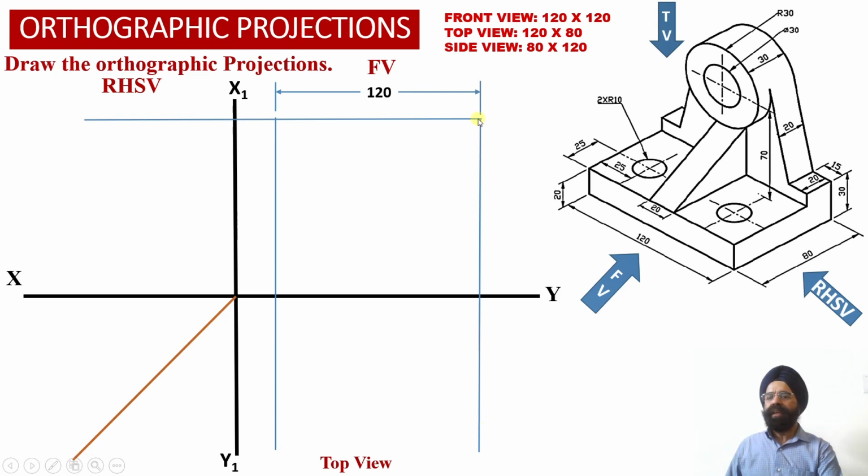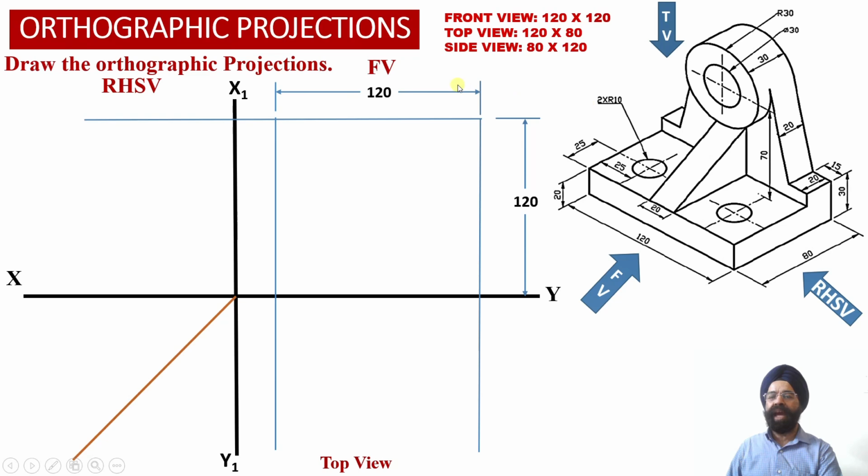Now we have drawn a horizontal projector line at a height of 120 millimeter from the XY reference line in such a way that we should be obtaining the height of the front face of the solid equal to 120 millimeter over here. And this horizontal projector line we have also extended into the right hand side view projection view, because into the right hand side view projections the height of the solid will be required as 120 millimeter over here.